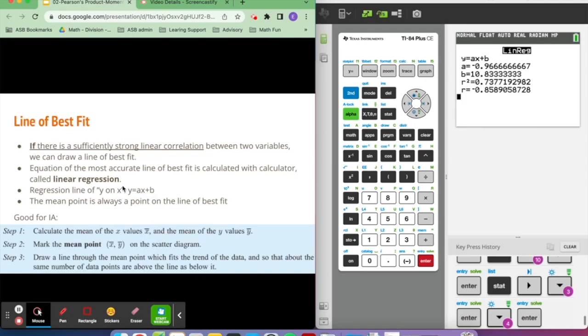So now already we're making a link from our previous example where our calculator gave us information about a and b and r. So a and b, a is the slope of our straight line and b is the y-intercept of our straight line. The r squared value for this linear regression is not important at all. So you can kind of forget about the r squared value. We're not going to be using it. What's interesting about this line of best fit is that the mean point, which is the mean of x and the mean of y, is always going to be a point on our line of best fit.